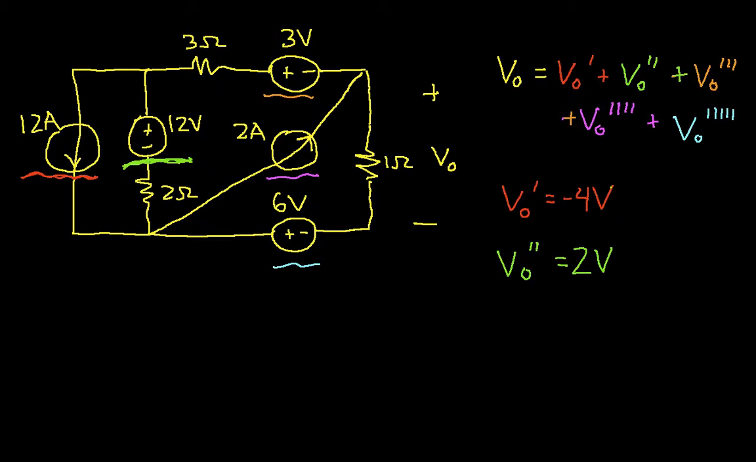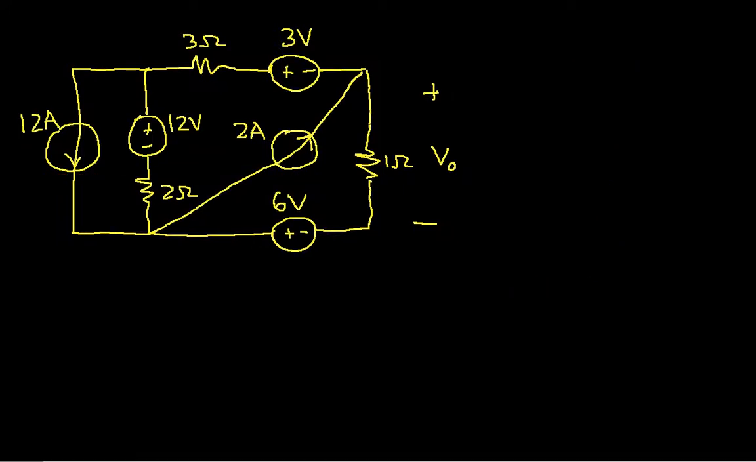Okay. The next thing we need to do is find V0 triple prime, which is the voltage due to this 3 volt source. So we'll bring up a clean copy. The first thing we'll do is cut out all of the other sources besides our 3 volt source.